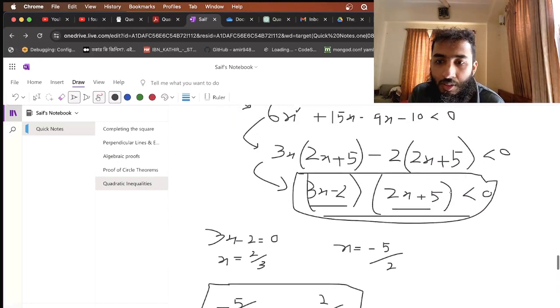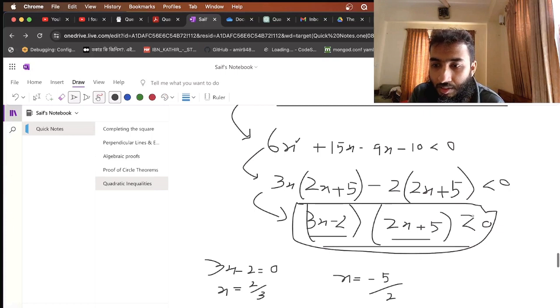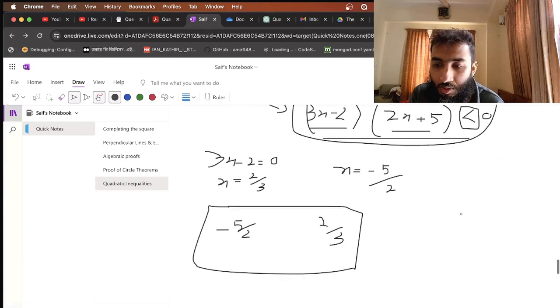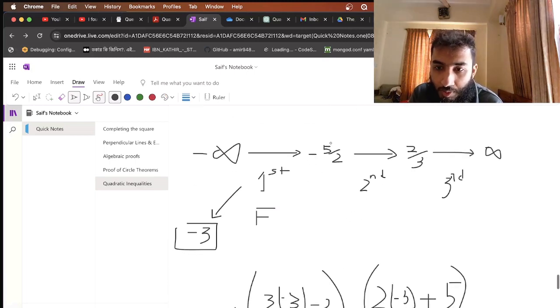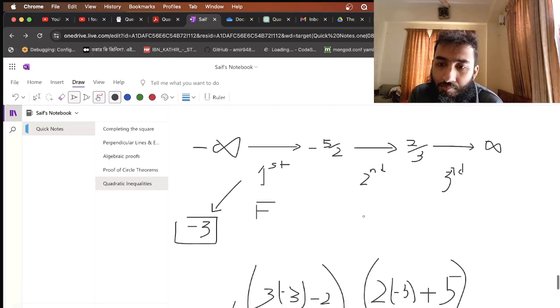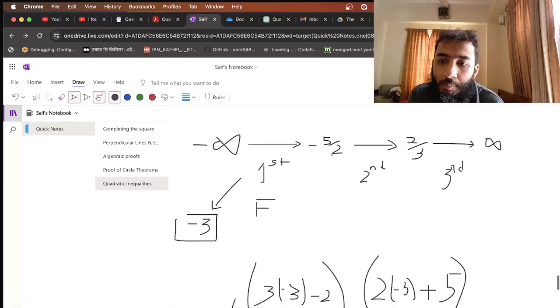So does it satisfy the condition? It doesn't, because we need less than 0. So the first interval is false. Similarly, let's take a value from the second interval, between minus 5 by 2 and 2 by 3. Minus 5 by 2 is minus 2.5. Let's say minus 1.